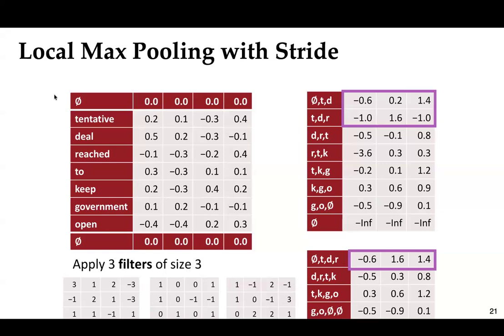We can do max pooling with stride. So now the striding is going to be over this one to get our max pool. You can get the max of the first two values, this is a stride of 2, the max of the next two values, the max of the next two values, and the max of the next two values.